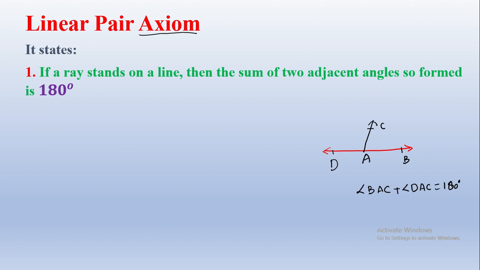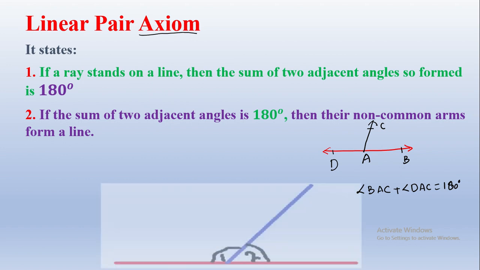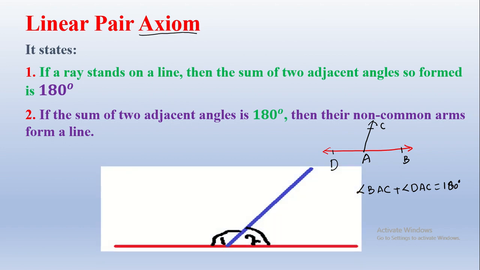So we need not prove it. Then we have another statement which says if we have two adjacent angles and their sum is 180, then their non-common arms will form a line. So these are the two statements from the linear pair axiom. The first one says if a ray stands on a line, then the sum of the two adjacent angles formed is 180 degrees, and if the sum of two adjacent angles is 180, then their non-common arms will form a straight line. So these are the two statements in the form of axioms related to linear pair of angles.